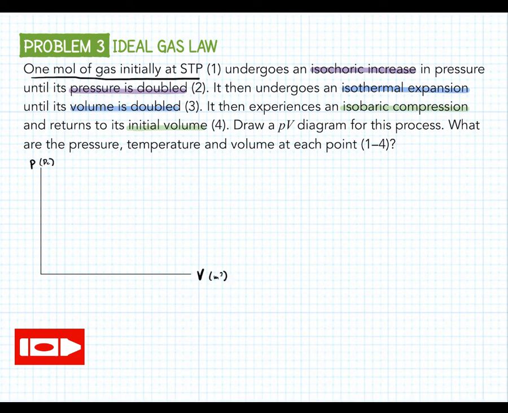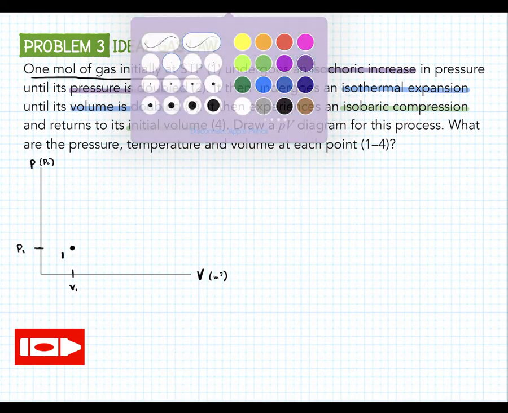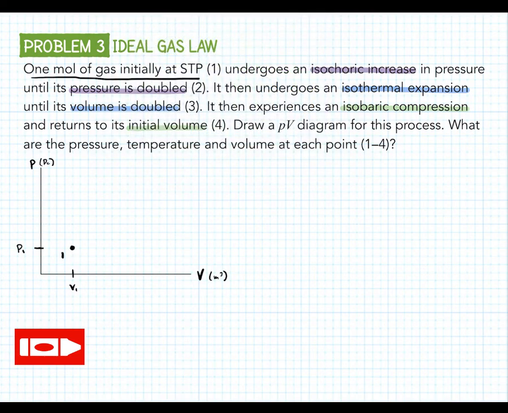All right, so we're going to start at a point, let's call this 1. So this point right here is at volume 1 and pressure 1, okay? So we'll call this point 1. Now, we start with 1. The very first thing that happens is we have an isochoric increase, okay? So the isochoric increase means that we're going from pressure 1 to pressure 2.